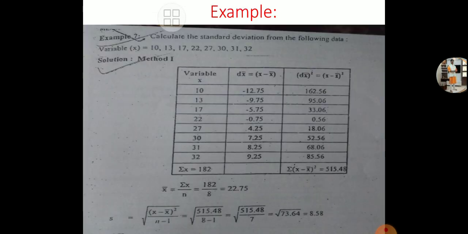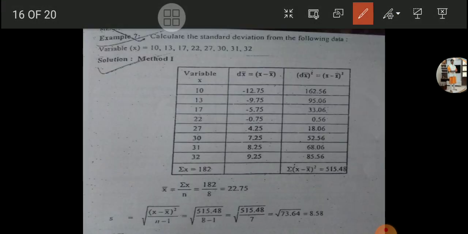Now, here is an example for the calculation of standard deviation. As we know, first of all we have to calculate the x bar value, that is summation x divided by n, which is nothing but the mean. The variable is x. The summation of x is 182, and the number of observations is 1, 2, 3, 4, 5, 6, 7, 8, so 8 observations. So 182 divided by 8 is equal to 22.75. That is the value of x bar.